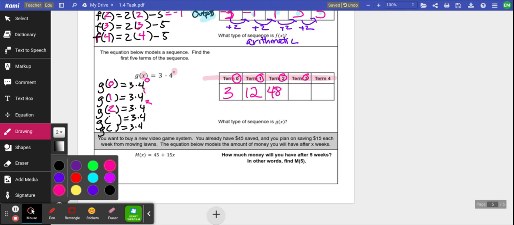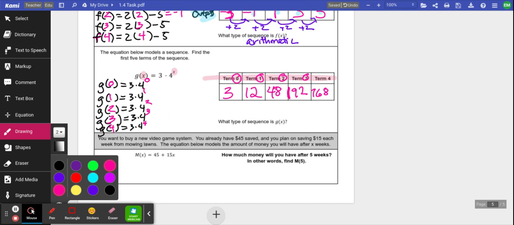And g of 3 equals 3 times 4 to the 3rd power, or 4 cubed. Again, you can use a calculator. It's 192. And finally, g of 4 equals 3 times 4 to the 4th power is a whopping 768.